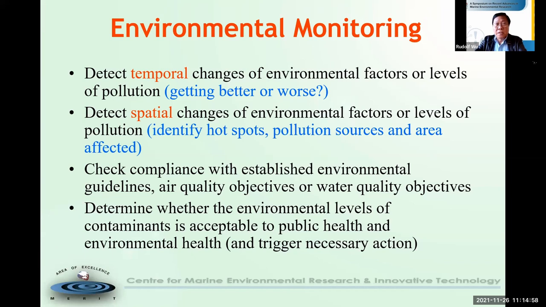The third objective is to check compliance with the established environmental guidelines, air quality objectives or water quality objectives. In most, if not all, governments, we have established a range of environmental guidelines, saying in this area we would like to keep the environmental variable below this range. The air quality PM 2.5 should not exceed a certain limit. Water quality objectives, something like the nutrient standard, should not exceed this limit. Dioxin should not exceed this limit, and metals should not exceed this limit, and so on and so forth.